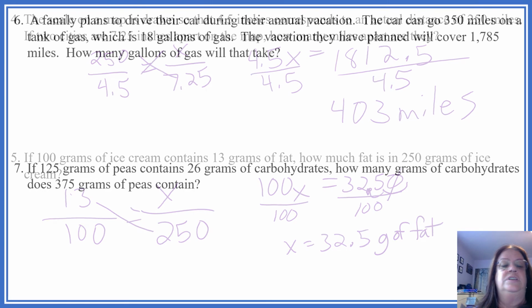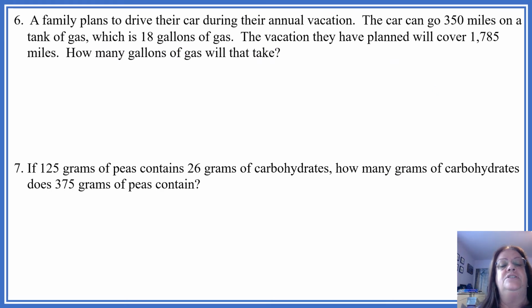One more set. A family plans to drive their car during their annual vacation. The car can go 350 miles on a tank of gas, which is 18 gallons. The vacation they planned will cover 1,785 miles. How many gallons of gas will it take? Well, they gave us both gallons and tanks, right? 350 per tank. But they want gallons, so we're going to use that instead.